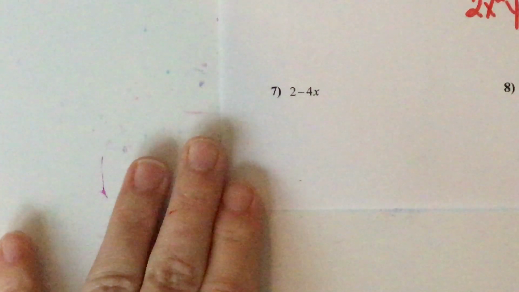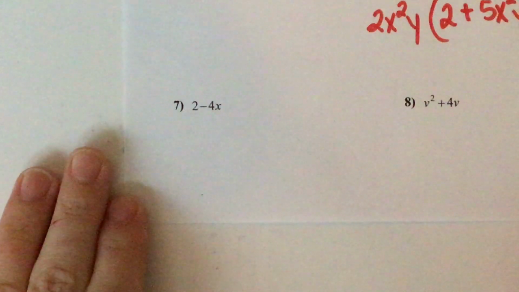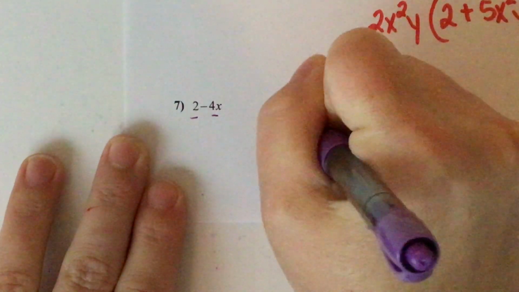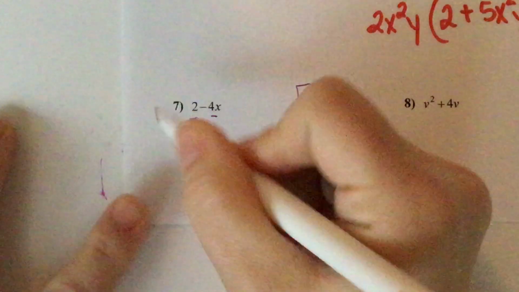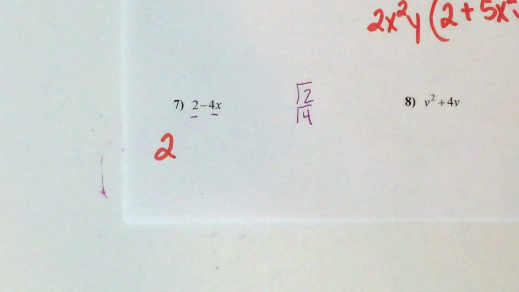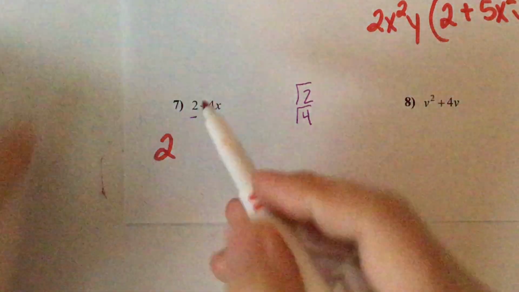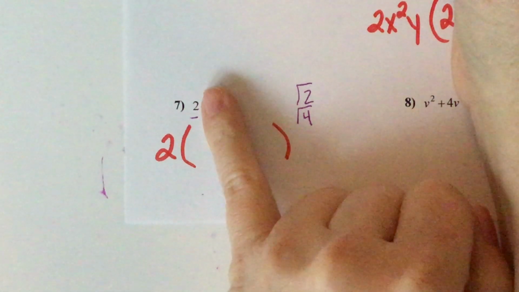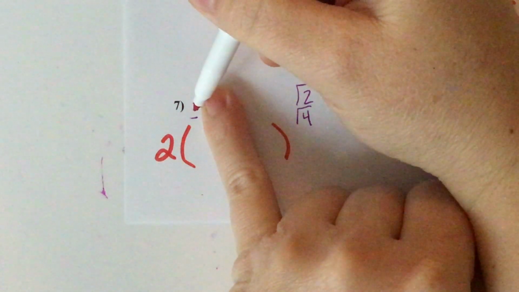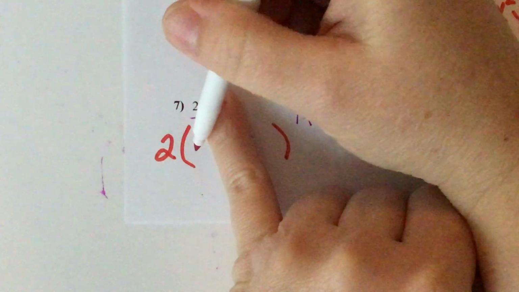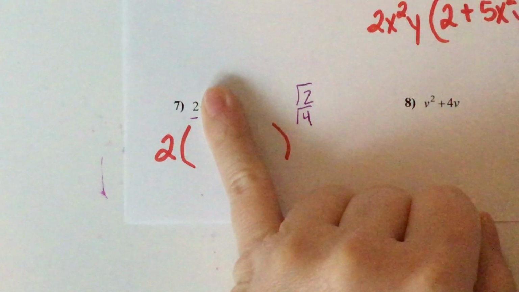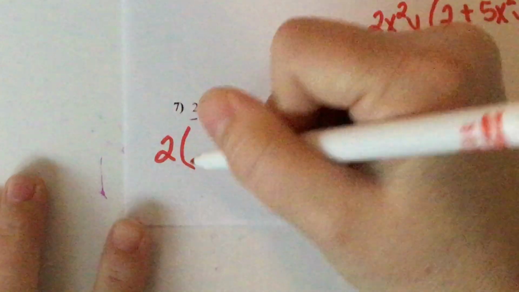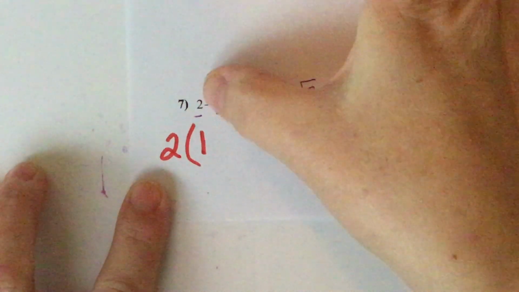Okay, number 7. What is the greatest number that can divide into 2 and divide into 4? A 2. Now, do these both have an x? Nope. Okay, so this time the GCF is just a 2. Okay, let's build our parentheses. Now this one, students will mess up. These are a match, but I have to put something here because you can't leave an empty spot. So 2 times what makes 2? A 1, and you have to put the 1 because there would be nothing behind it.